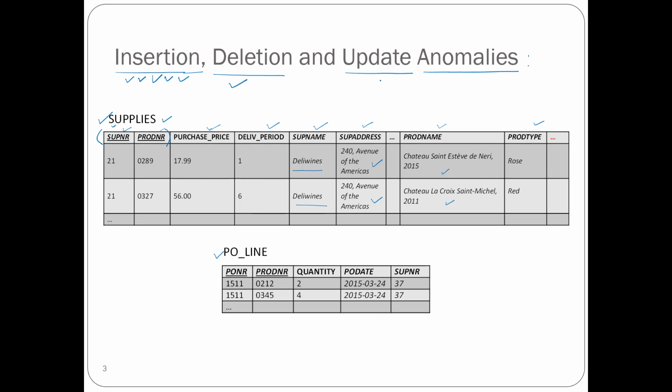Update anomaly means that whenever we have to modify one record, as an example, let's think about supplier number 21. For supplier number 21, if you change the address of the supplier, right? So supplier is Daily Wines. If the Daily Wines relocates to a different location, then that update you'll have to do in multiple records, which will be inefficient, right?